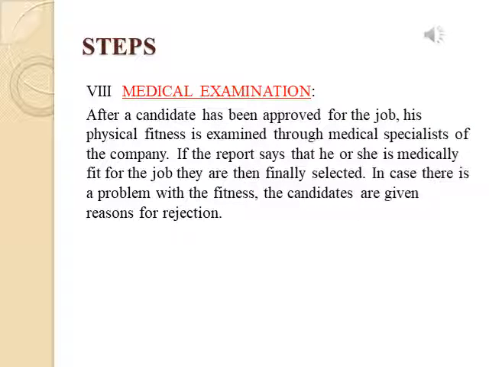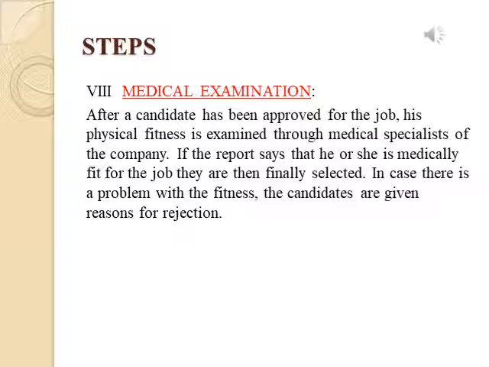The next step is medical examination. After a candidate has been approved for the job, his physical fitness is examined through medical specialists of the company. If the report says that he or she is medically fit for the job, then they are finally selected. In case there is a problem with the fitness, the candidates are given reasons for rejection.